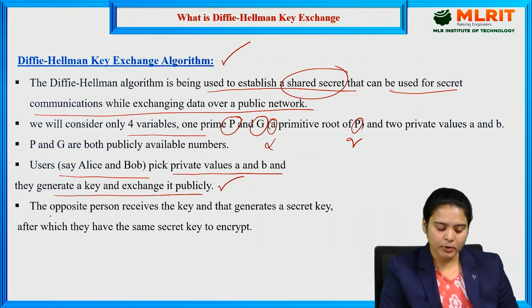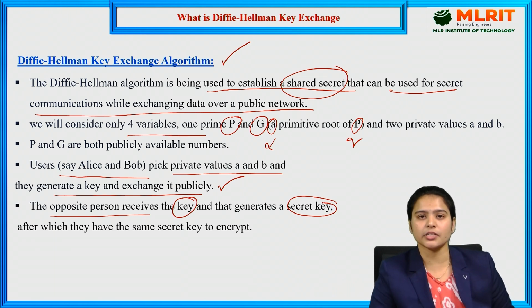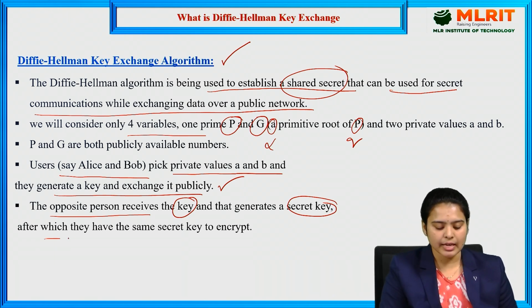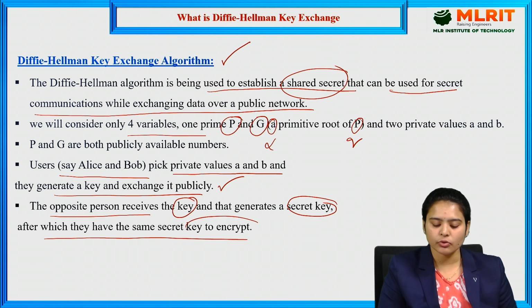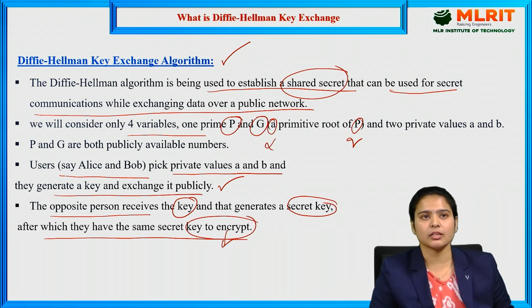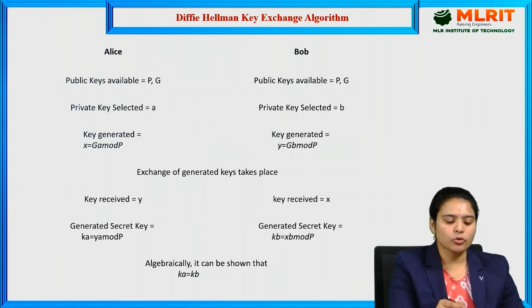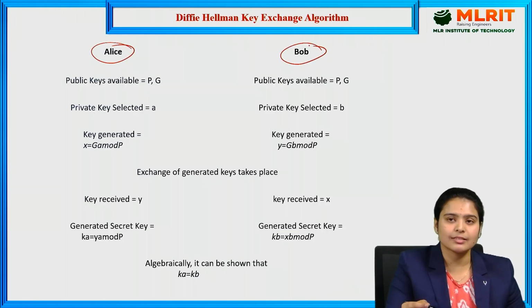In the same process, the opposite person should also receive the key, and it should be generated as a secret key. It should not be public, and it should be a secret key, which they both have, the same key to encrypt the process. That is called the Diffie-Hellman key exchange algorithm. In the next slide, we are going to see an example of Alice and Bob.